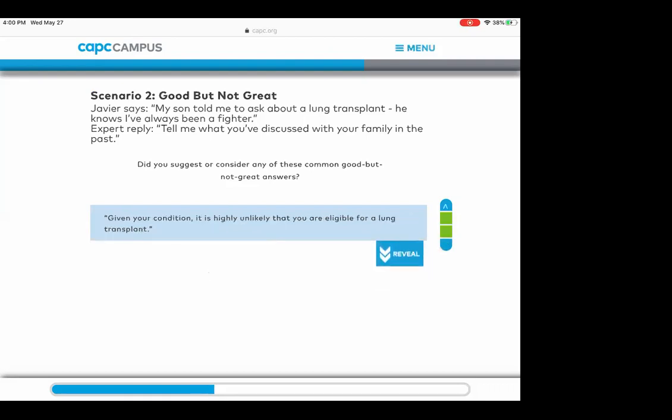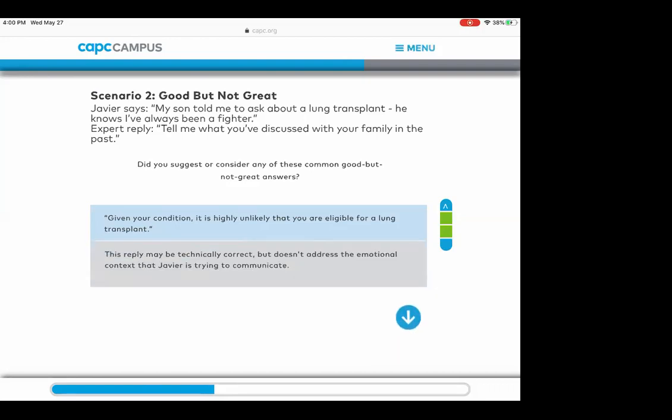The other thing is trying to give an interpretation or an opinion, or a conclusion, in this case really probably on prognosis, too quickly. So, given your condition, it's highly unlikely that you're eligible for a lung transplant. So probably true information, but probably too soon in the conversation. Like I said, it's technically correct, but it really didn't address the emotional context. And that's part of just listening.